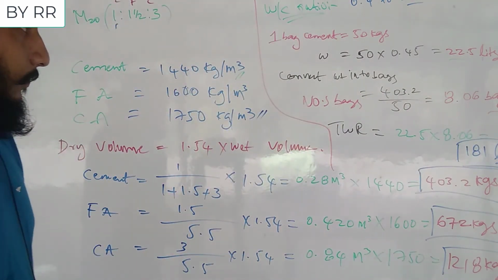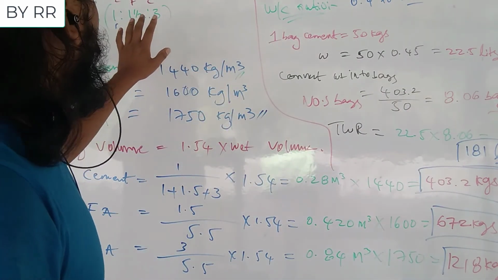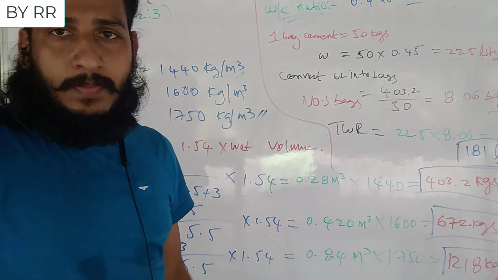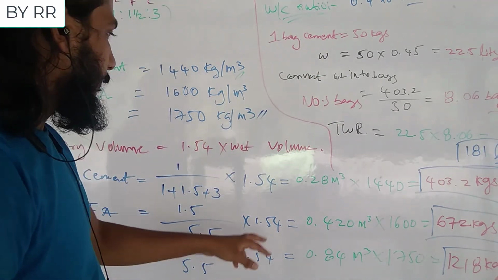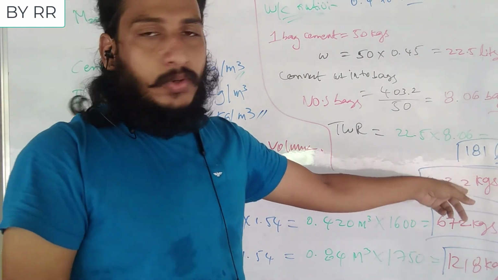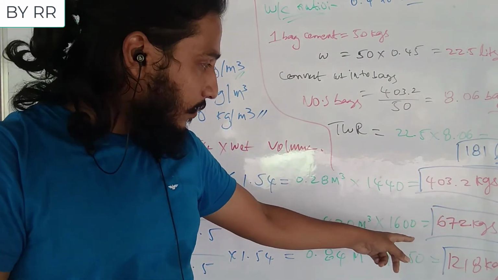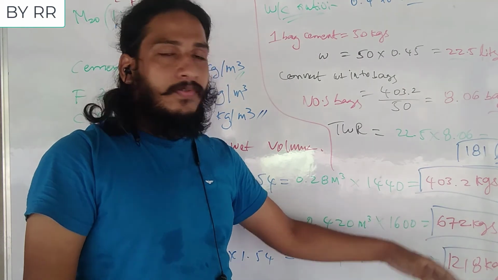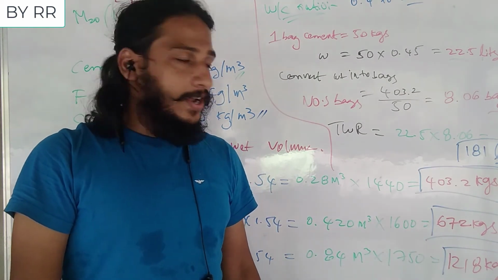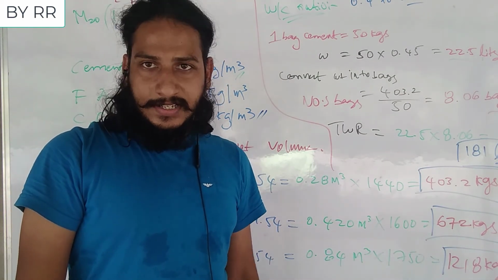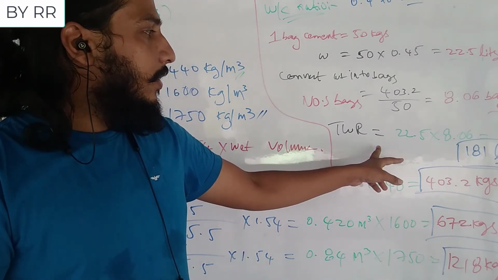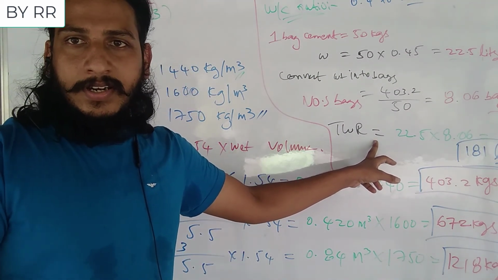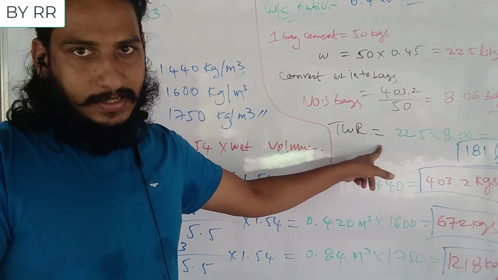So for M20 grade 1 cubic meter of concrete, in total we require 403.2 kgs of cement, 672 kgs of sand, that means fine aggregate, and 1218 kgs of coarse aggregate. And the water required for this M20 grade 1 cubic meter is 181 liters.